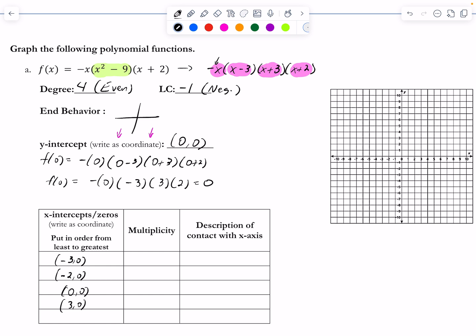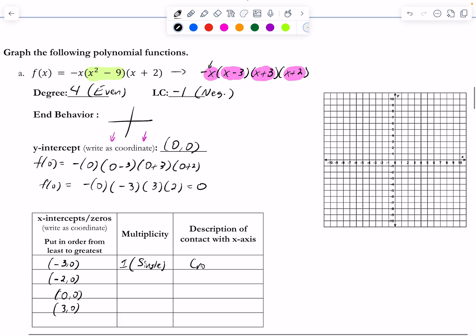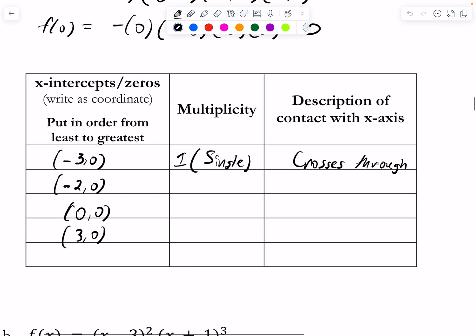All right, so least to greatest. Okay, they're all going to be to the first power. All right, so they're all going to be single roots or multiplicity of 1. So this is going to be single root, and we're just going to say that it crosses through. So I'm just going to essentially just copy this for all of these in my table.